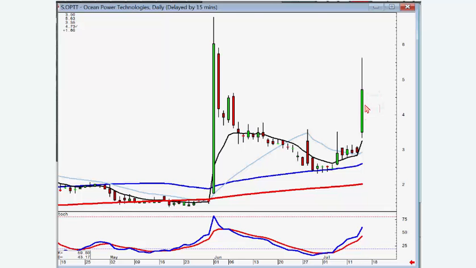If it comes down through here and then turns around and comes back up through the previous day's close, that means the profit taking's over. They're starting to buy again. So I'd rather close it here instead of holding it all the way back down here, and be ready to buy it if it comes right back up through the previous day's close.